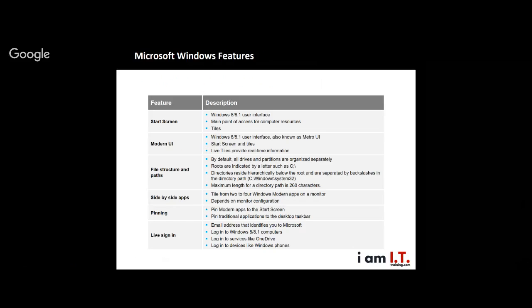Now when they say modern UI, they're literally talking about the user interface, which just means it's pretty and there are cool things to be able to touch. The live tiles updated themselves. Those were introduced with Windows 8. So those are just things that are available. Side-by-side apps are really just things that are on your monitor per se that you can click on.